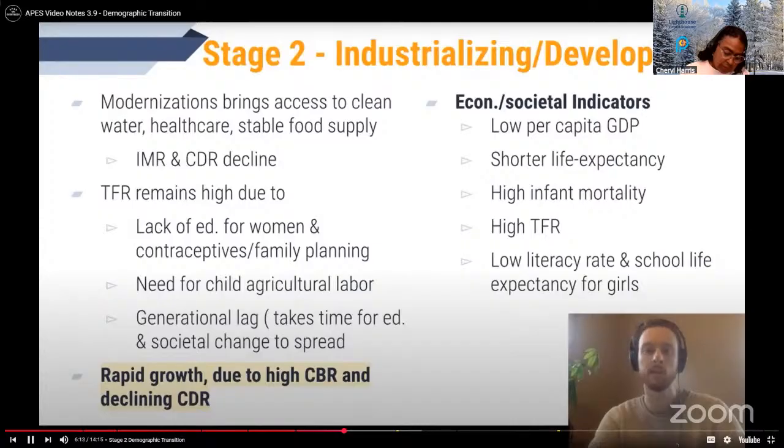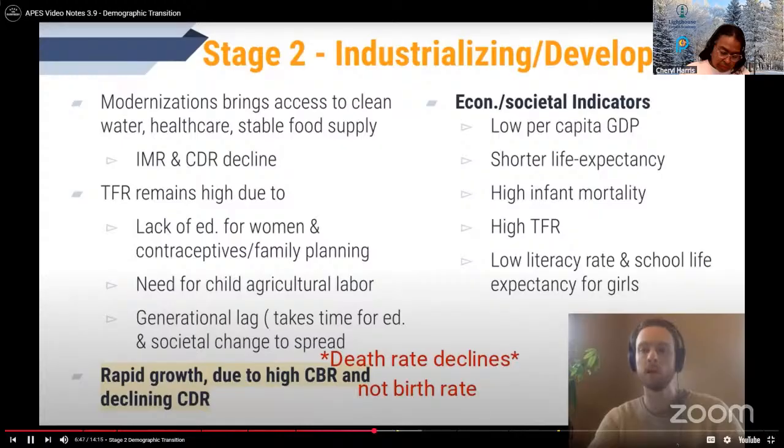And then there's an important concept called population momentum, or this idea that there's kind of a generational lag time, meaning it takes a long time for culture and societal norms of having a lot of children to shift. So it takes a long time for the changes brought on by education and increased income to make their way throughout a population. So the TFR remains high for about a generation, which could be decades. And so TFR is going to remain high through much of stage 2. Because TFR remains high, but birth rate has declined, these countries experience rapid population growth.